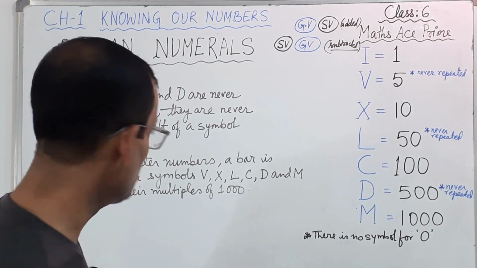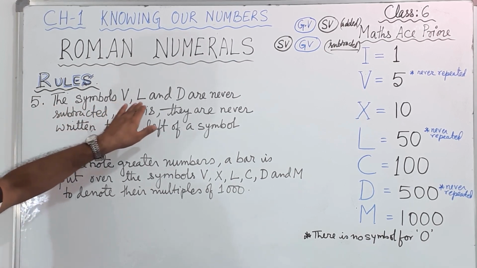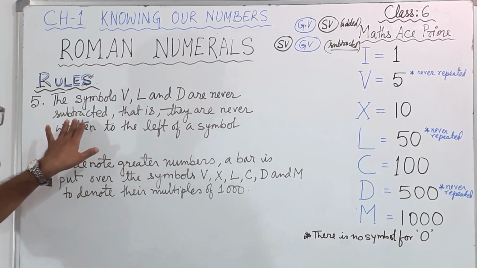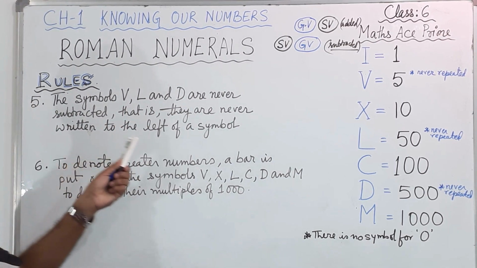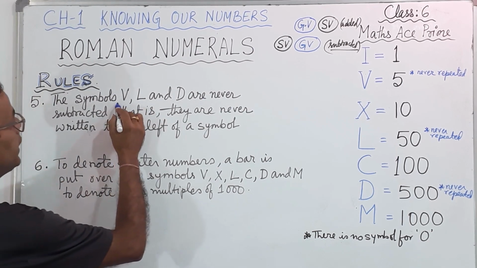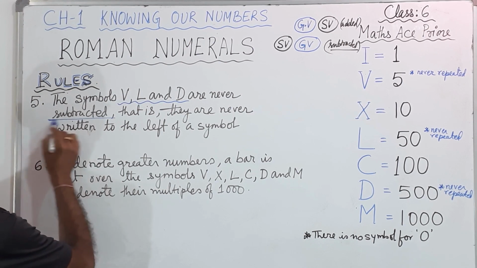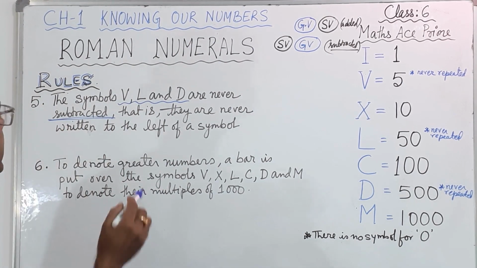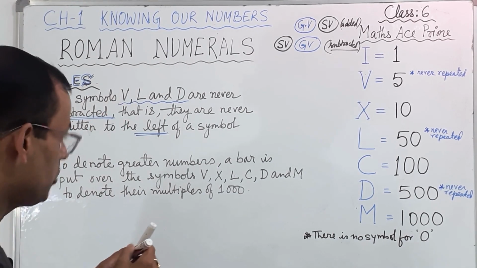Now the next rule, rule number 5. The symbols V, L and D are never subtracted. That is, they are never written to the left of a symbol. So which are the symbols? V, L and D. They are never subtracted. That means they are never written to the left. Clear now?